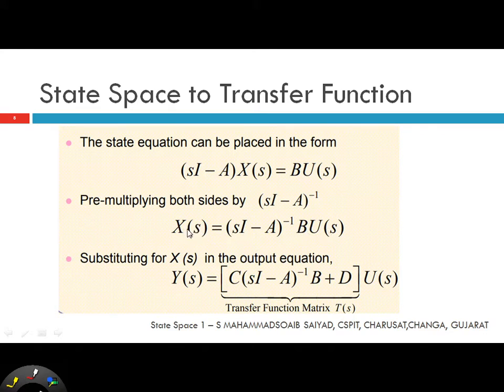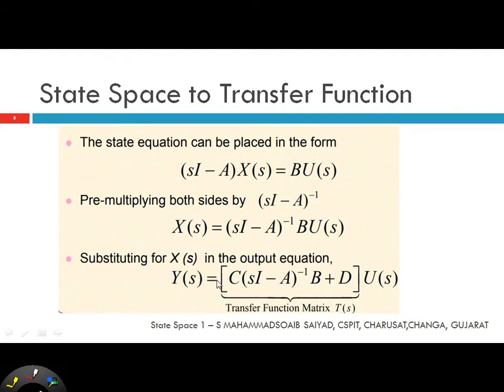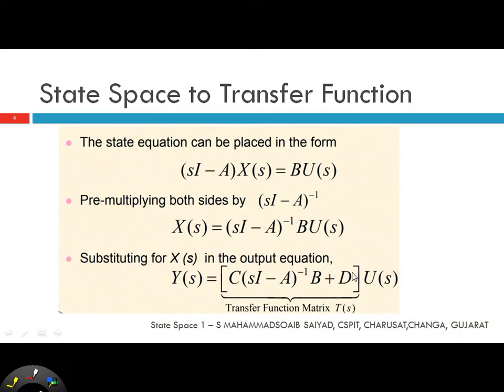Okay, so we have got this equation for X(s). I will put this value of X(s) into our main equation for Y(s). So Y(s) is equal to C into (sI minus A) inverse B into U(s) plus D into U(s). We are getting U(s) in two terms, so I take it common. The final equation I am getting is C (sI minus A) inverse into B plus D, into U(s).